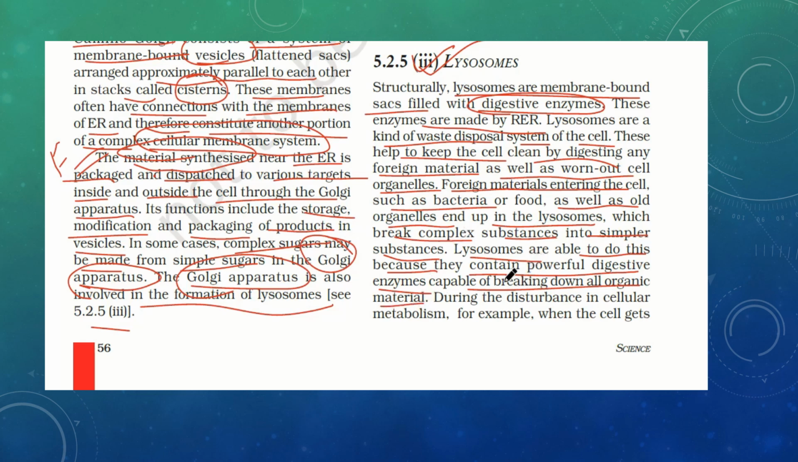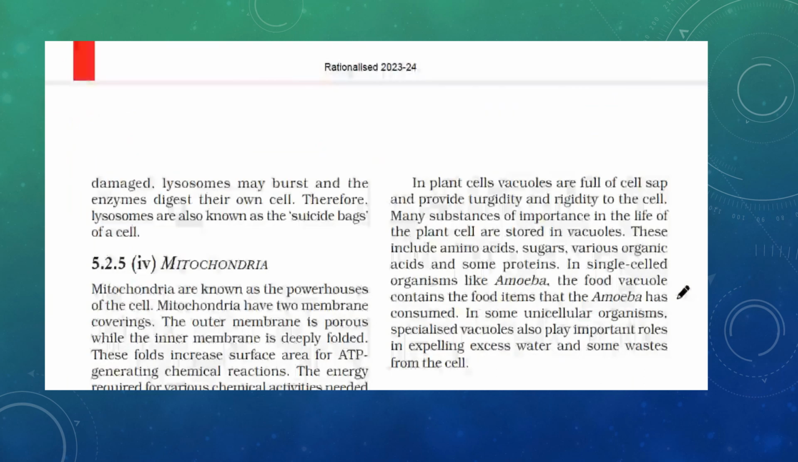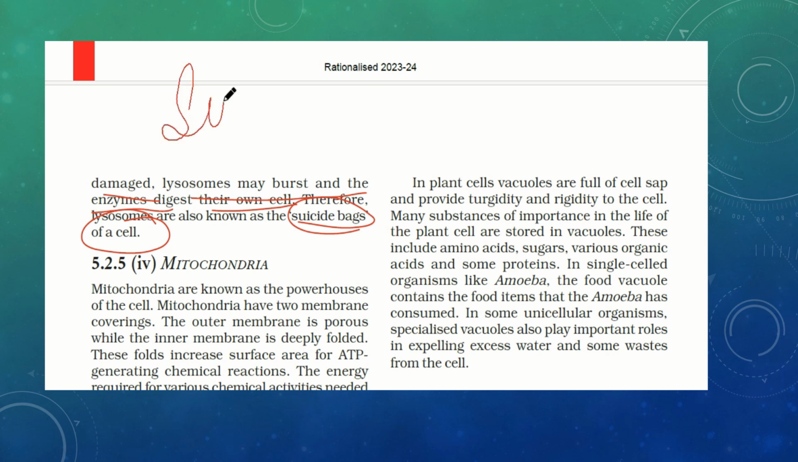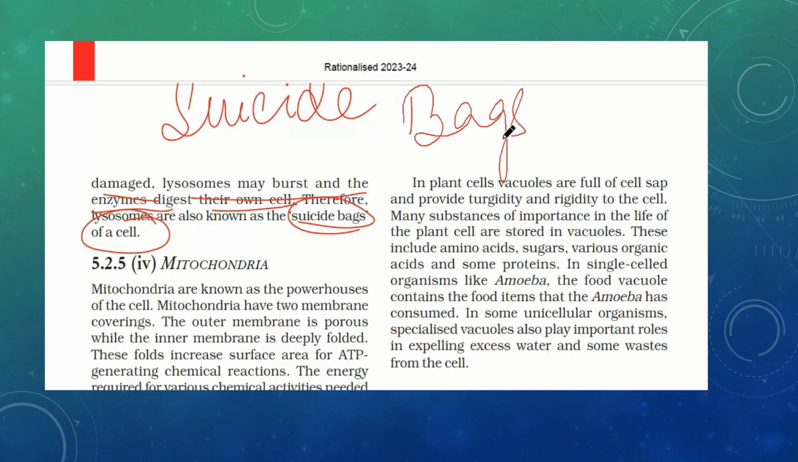Now during a disturbance in cellular metabolism, for example when the cell gets damaged, lysosomes may burst and the enzymes digest their own cell. So when the cells or organelles are getting damaged, the enzymes digest their own cells by bursting the lysosomes. Therefore lysosomes are known as the suicide bags of the cell. This other name of the lysosomes is very important, so you should know this. Many important terms we are studying today, and they are known as suicide bags of the cell.